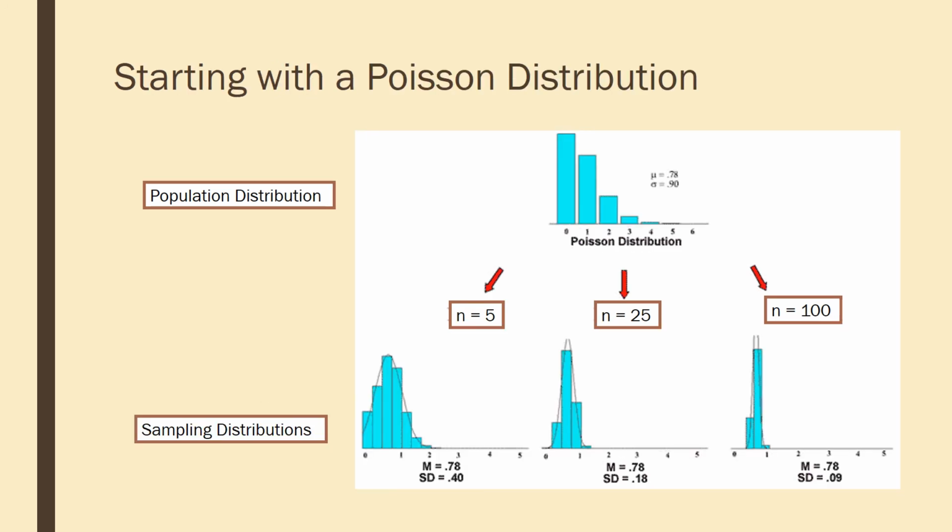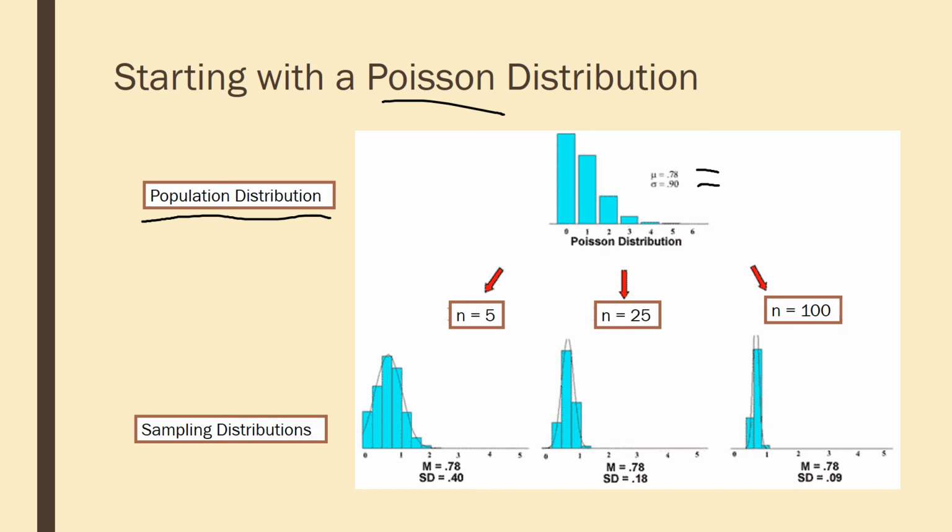Now here's an example with a Poisson distribution. You don't really need to know what a Poisson distribution is. It's just one that's skewed to the right. But let's say we had this Poisson distribution, or a skew to the right distribution, and that's our population distribution. Say we had a mean of 0.78 and a standard deviation of 0.90.